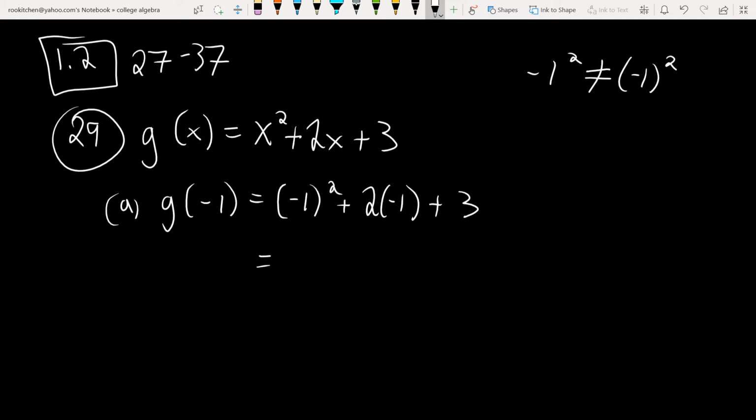So anyways, negative 1 squared is 1. Negative 1 times 2 is negative 2, and then plus 3. So 1 minus 2 plus 3 ultimately is 2.